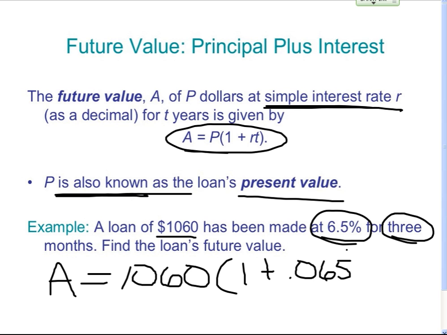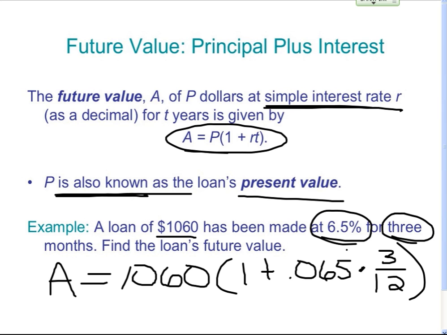Times 3 months. Well, you have to figure out what part of a year is 3 months. You know we have 3 months, and you know there are 12 months in a year. So we have 3/12 of a year, or you can reduce that to 1/4 of a year. So when you multiply the interest rate, 0.065, you got to multiply that times 1/4.